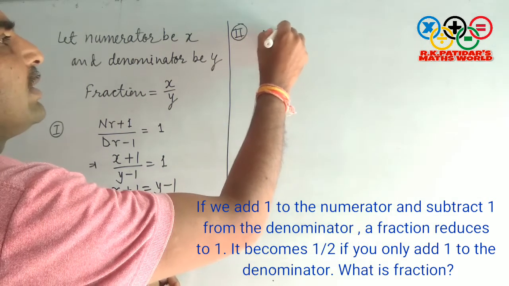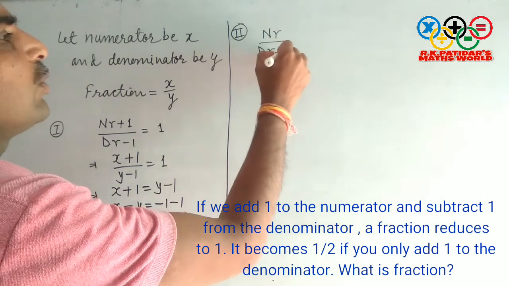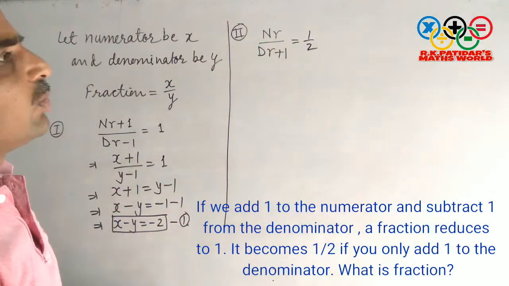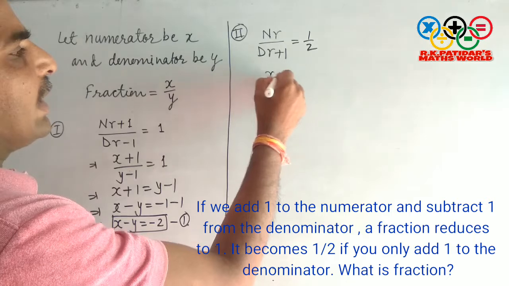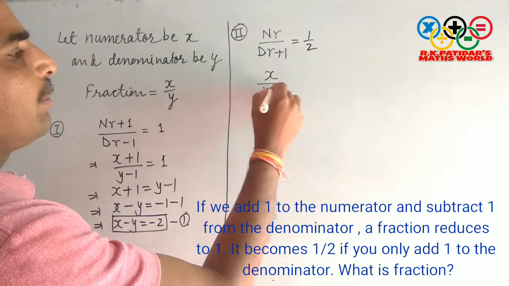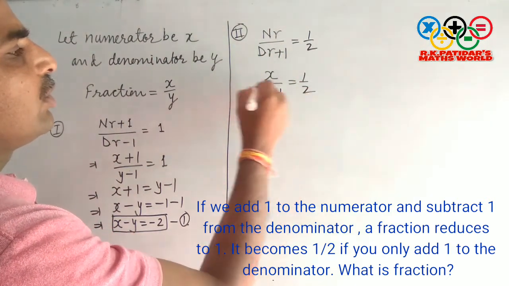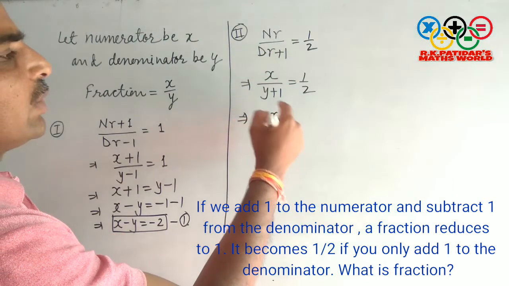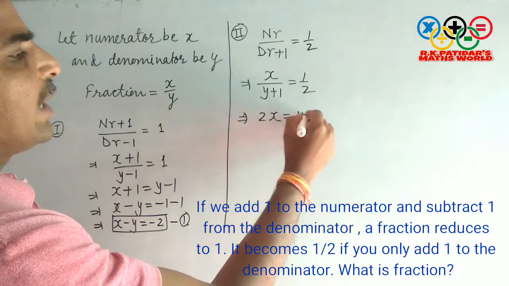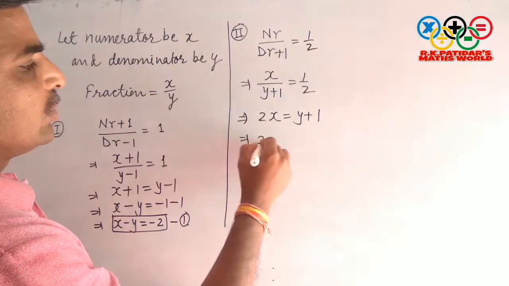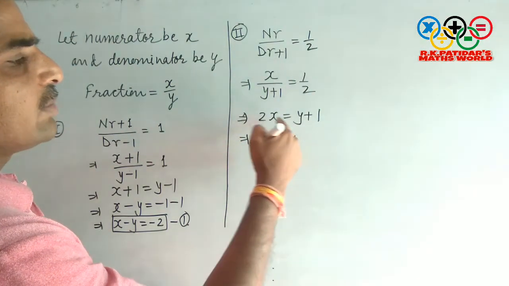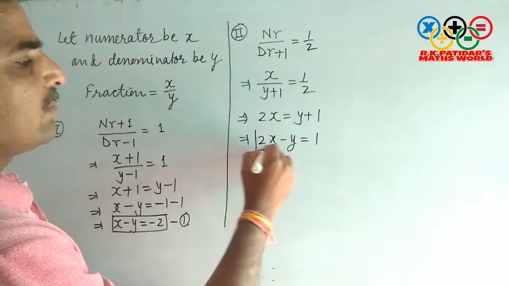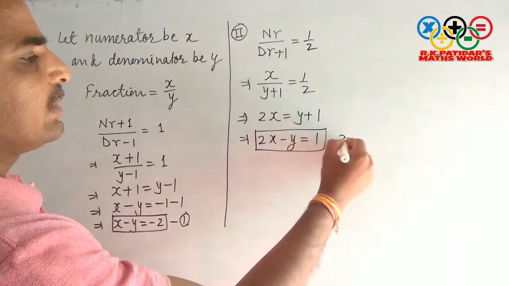Now one more condition is given here, and that condition is if we add 1 to the denominator. So the numerator will be as it is, and we add 1 to the denominator, then the fraction becomes 1 upon 2. So numerator is x, denominator y plus 1 is equal to 1 upon 2. Cross multiply, 2x is equal to y plus 1. So 2x minus y, transposing y to the LHS, is equal to 1. So this will be the second equation.